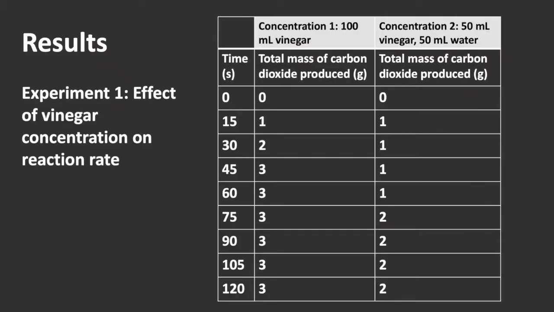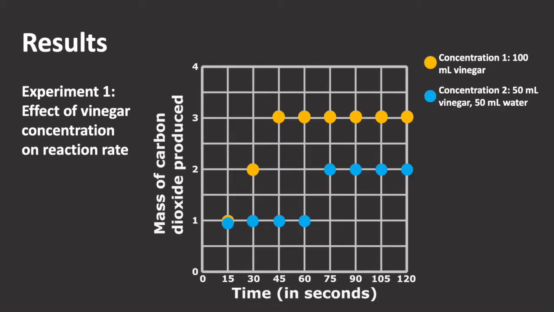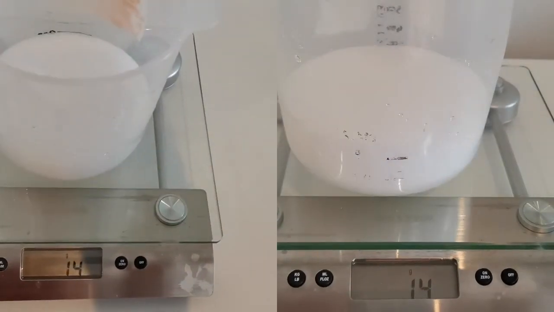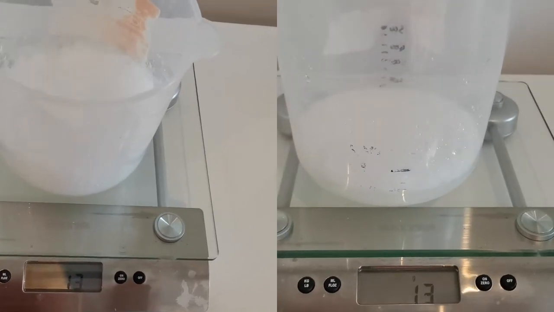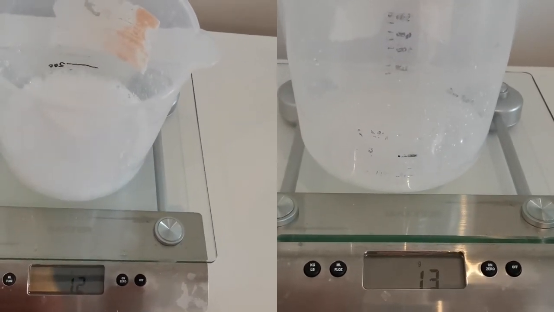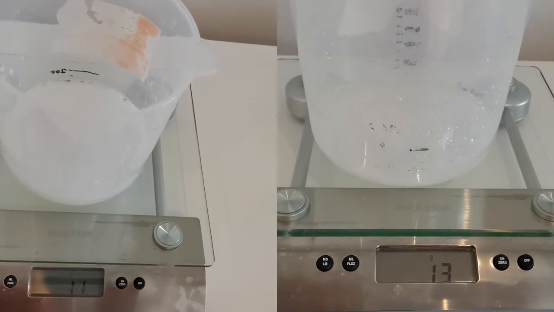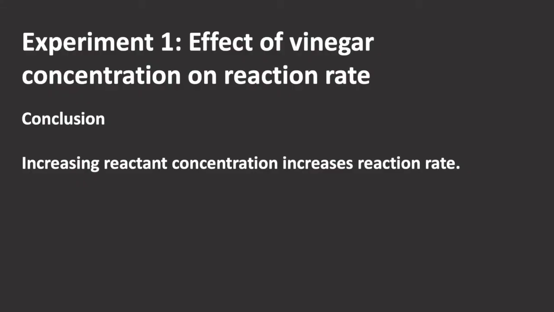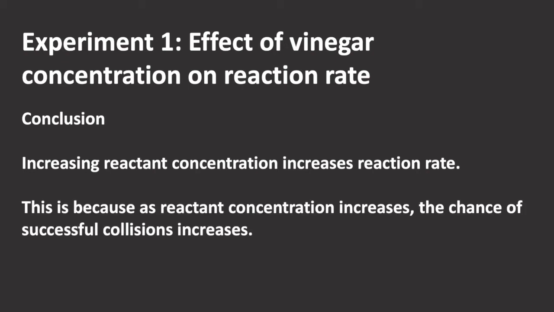My results showed that the reaction progressed far more quickly with the more concentrated vinegar than with the more dilute vinegar. When I plot my results on a graph and then add lines of best fit, you can see that the reaction rate is higher with the more concentrated vinegar. Even with my kitchen scales, which were not very precise, I was able to see that there was a difference in reaction rate. From my results, I can conclude that increasing reactant concentration increases reaction rate. This is because, as reactant concentration increases, the chance of successful collisions increases as well.